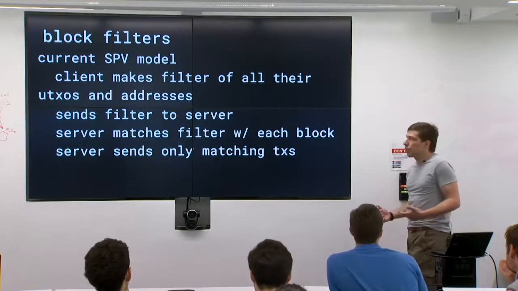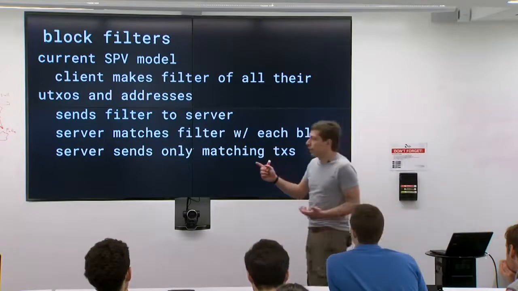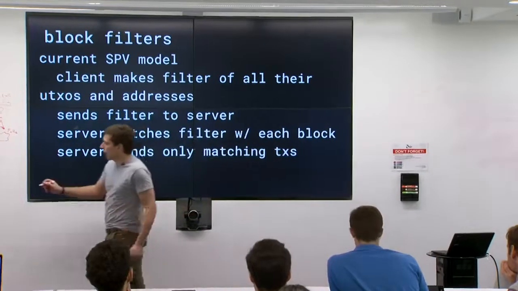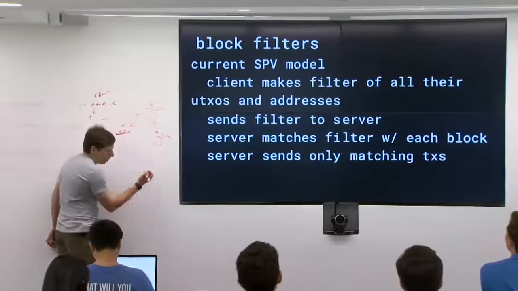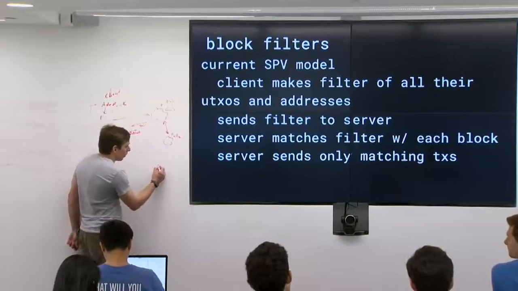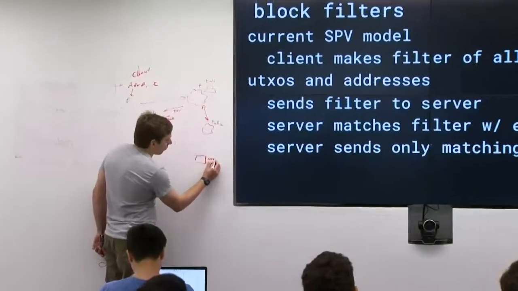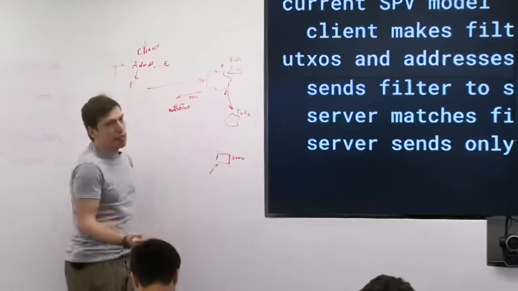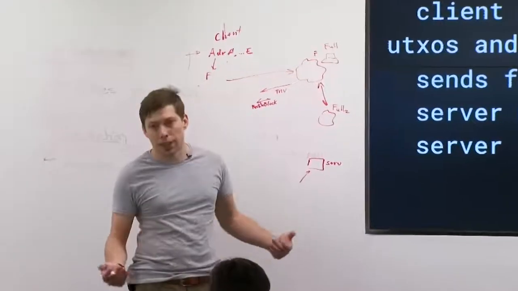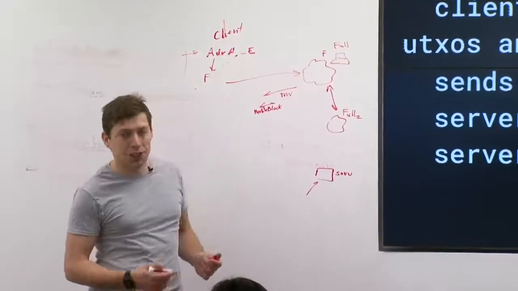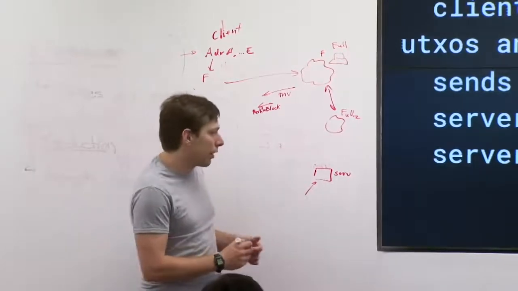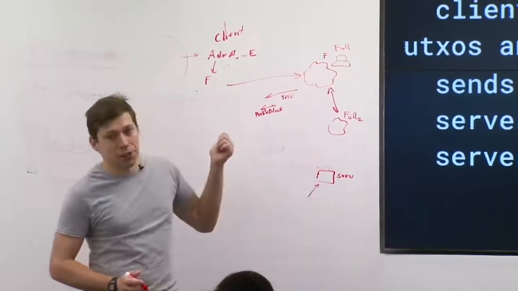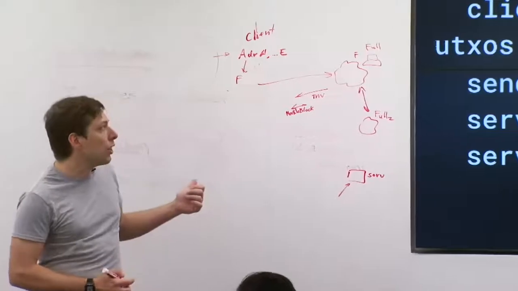We want a decentralized way to do this kind of thing, instead of just connecting to a server. The other model that I explained weeks ago was you just have some server and you tell it the address. You say, hey, here's my address. How much money do I have? And it sends you transactions, and you maintain your wallet that way. This is nicer because it's decentralized, right? Every full node can do this.